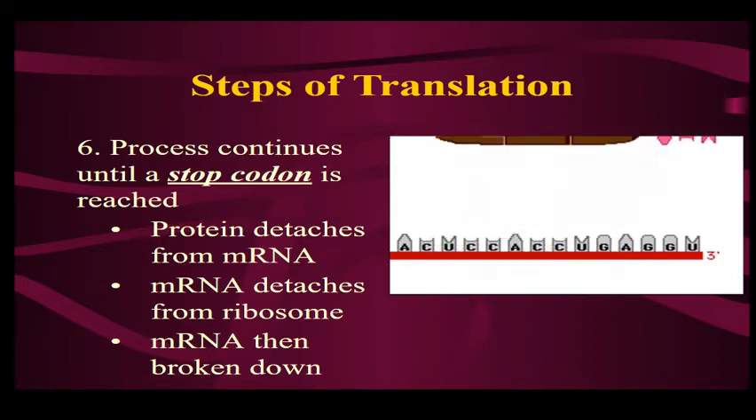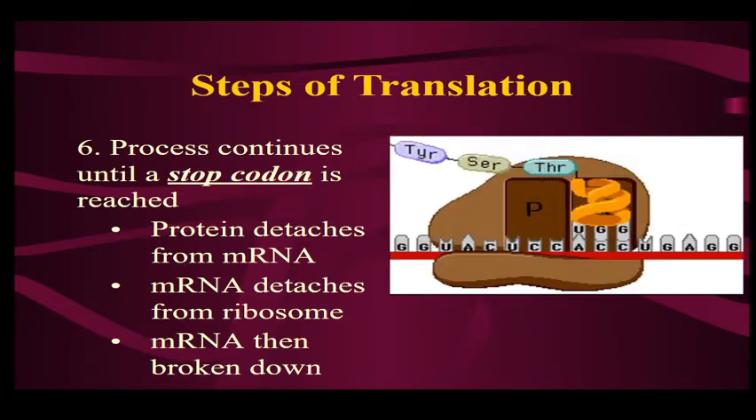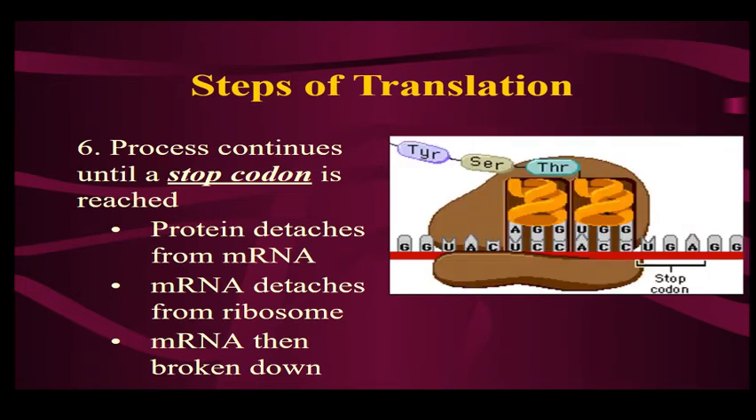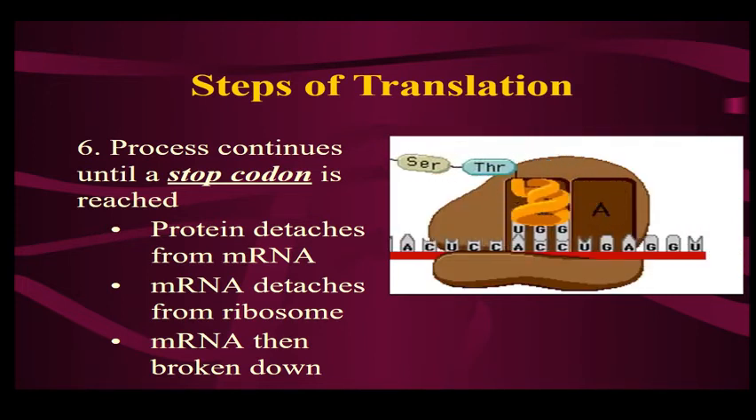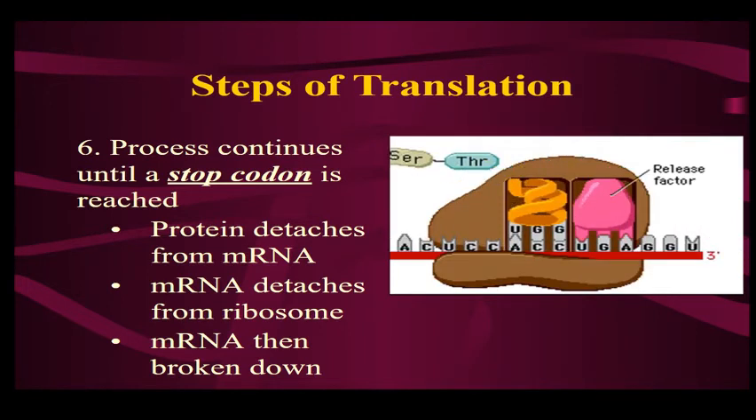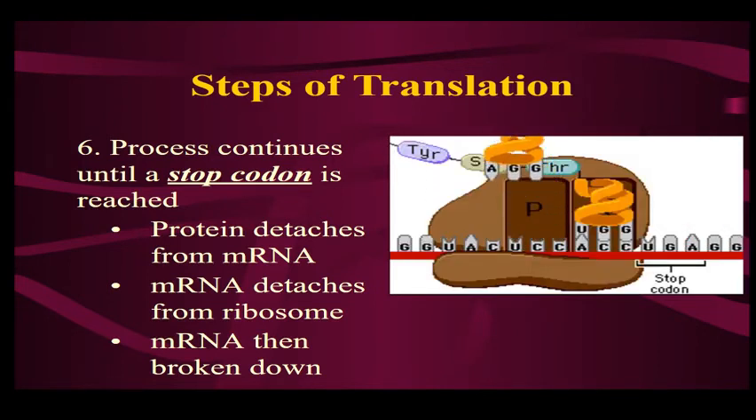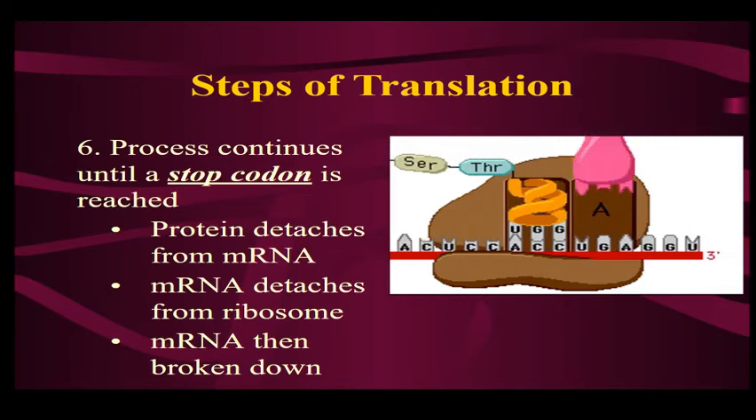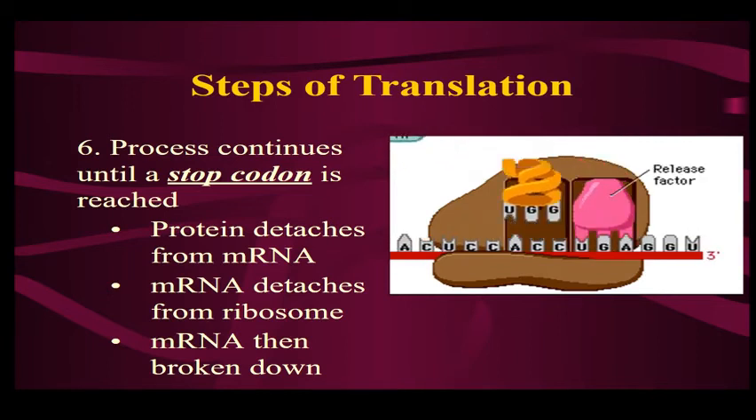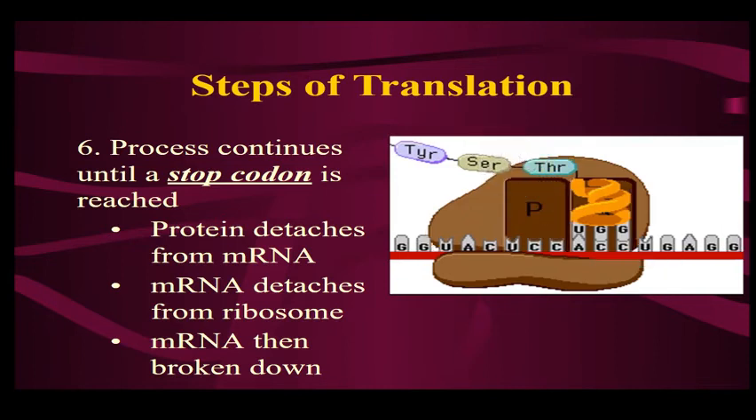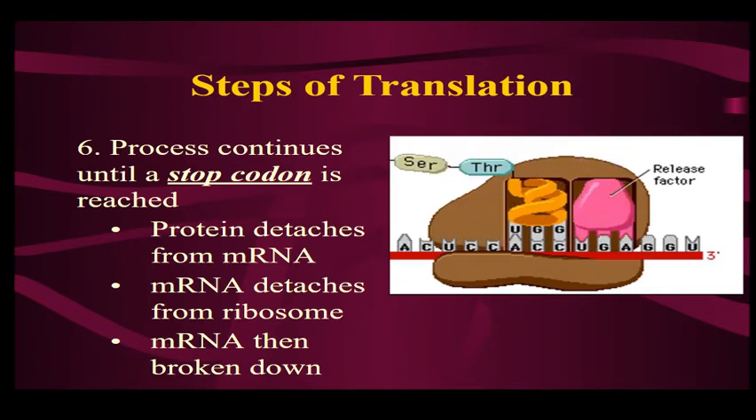So once we reach a stop codon, the protein detaches from the mRNA. The mRNA then detaches from the ribosome, and the mRNA then is broken down. Since the mRNA is broken down, if the body ever needs this specific protein made again, it must start the process all the way back at transcription in the nucleus, and we would need to make a brand new mRNA.